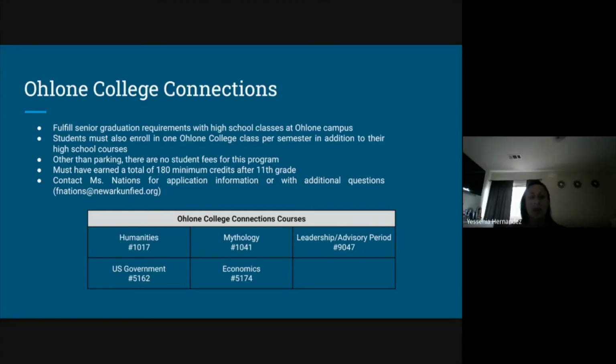One thing to also keep in mind, however, is that juniors are required, so if you're a current junior and you're interested in doing Ohlone College Connections, you need to have minimum 180 credits after your junior year in order to be part of this program. And the reason is because you only take 4 required high school classes. And so you need to be ahead on credits. Okay. So if you have any additional questions or if you're interested in participating in Ohlone College Connections, please reach out to Ms. Nations and she can explain the application process.